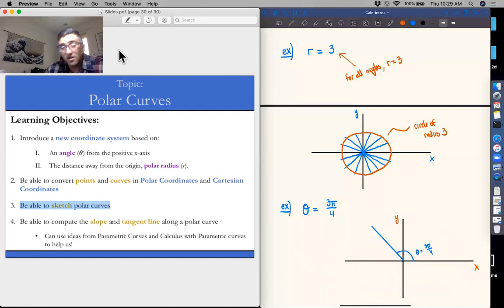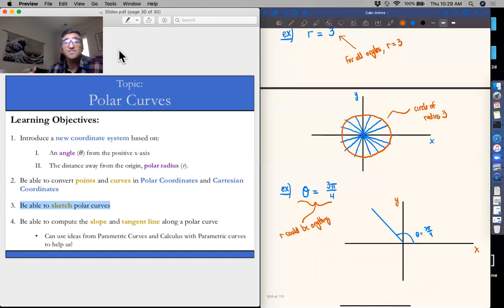For this type of polar curve, r could be anything. It could be any positive number. It could be any negative number. We're not told what r is. And because of that, we just know, hey, we're at some angle, 3 pi over 4.